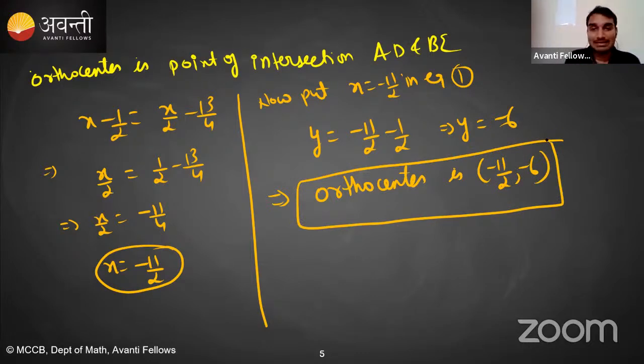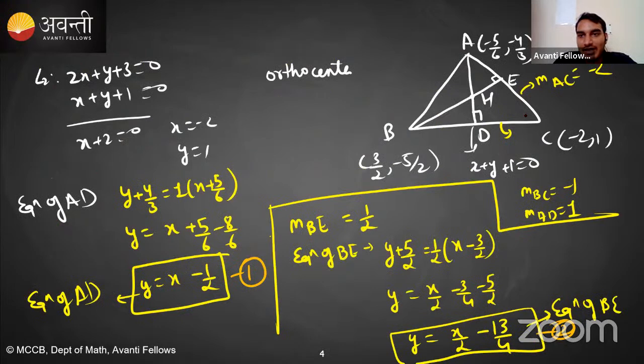Tell me quickly in the chat box. Is this clear? So we will always find the orthocenter like this. Okay, every time we will follow this procedure if the lines of the triangle are given. So first find the coordinates, all three coordinates of the triangle. After that, the orthocenter is nothing but the point of intersection of the altitudes of the triangle. So it means the point of intersection of AD and BE.